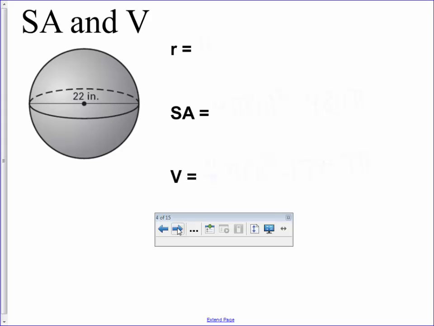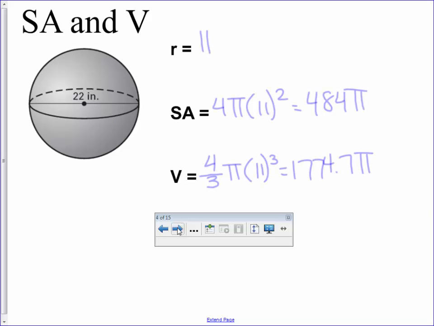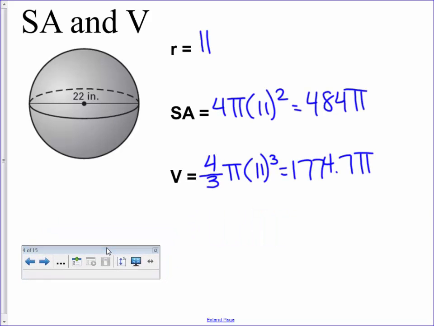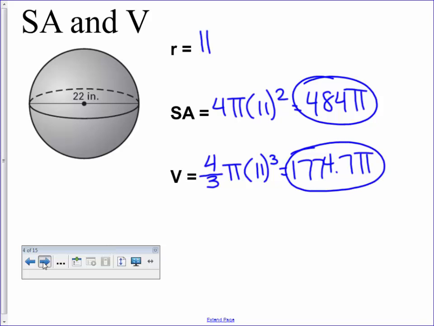All right, so let's take a look and see how you did for the sphere with 22 diameter. Radius is 11. You have to use the 11, not the 22. You should have gotten 484 pi for your surface area. And 1774, and I rounded to 0.7 and kept it in terms of pi, but you don't have to.